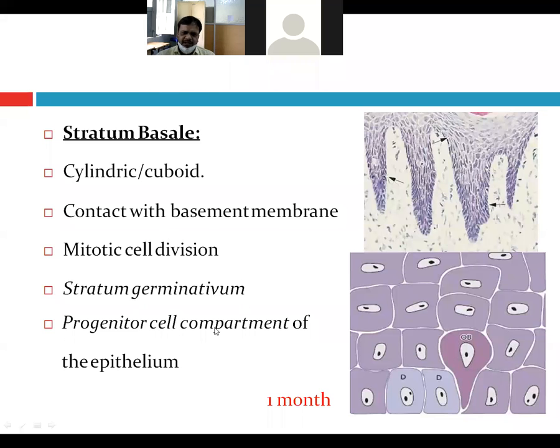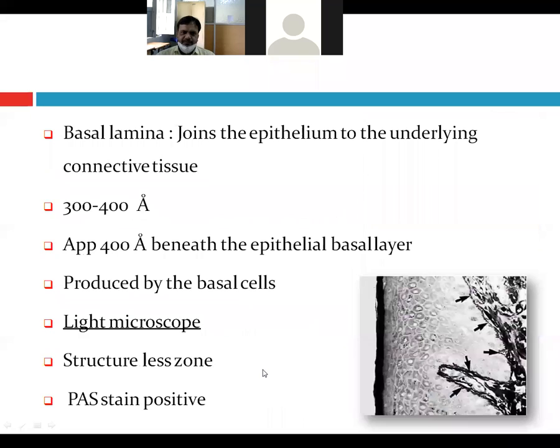So this basal layer usually consists of your basal lamina and it joins the epithelium to the underlying connective tissue. So this usually stains PAS positive.